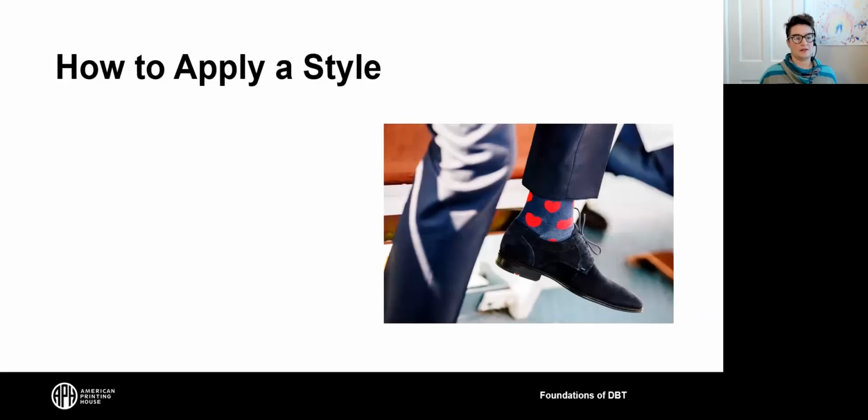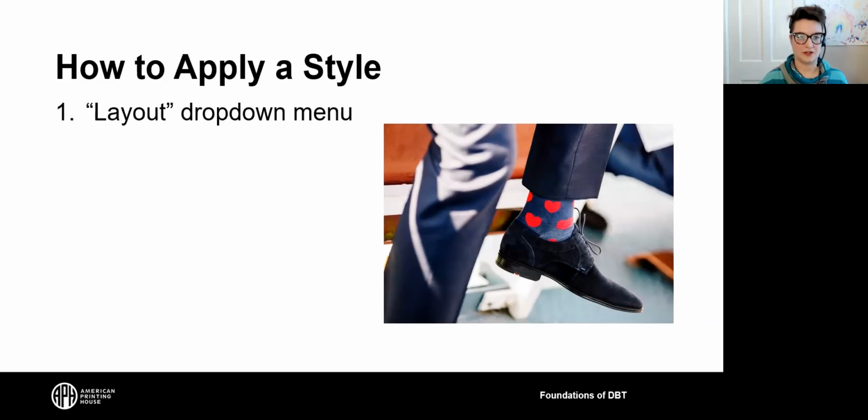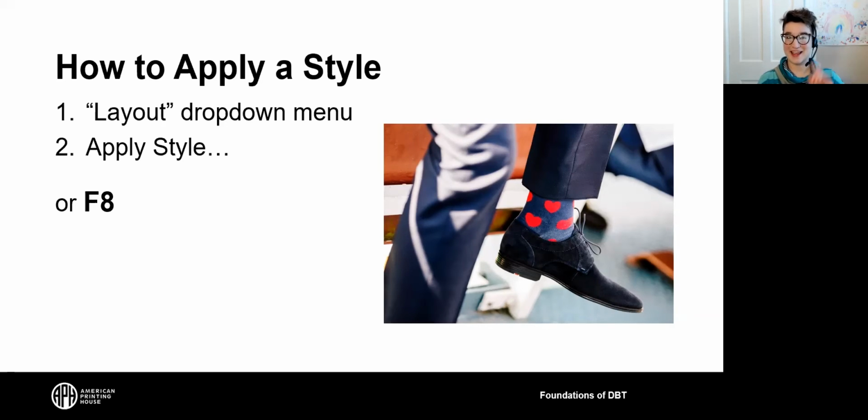How do we get those styles? We know how to tell apart a paragraph and a character style. Where do they come from when we want to put them into a file in Duxbury? Well, there's a bunch of styles under our layout drop-down menu. We choose apply style. We get this lovely pop-up box with a list of styles. That same pop-up box, list of styles, is brought up with F8.